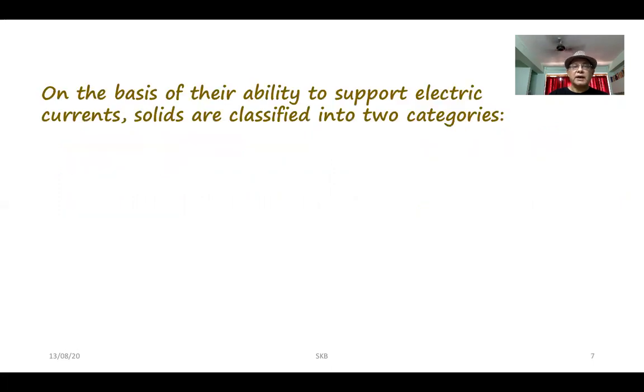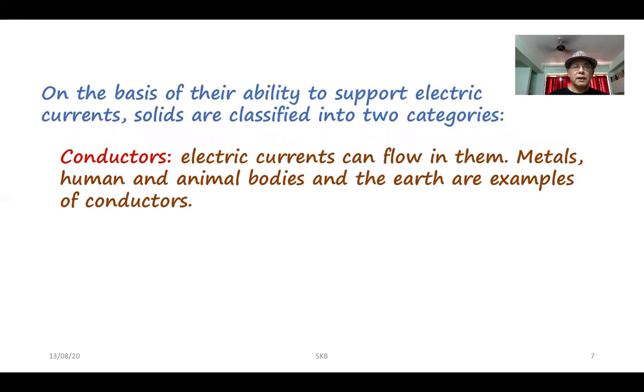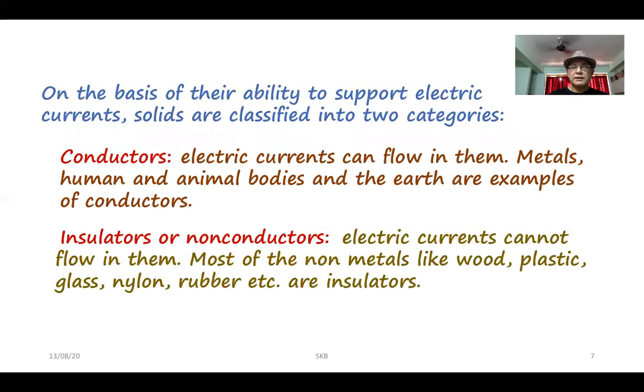On the basis of their ability to support electric currents, solids are classified into two categories. Conductors: electric currents can flow in them. Metals, human and animal bodies, and the earth are examples of conductors. Insulators or non-conductors: electric currents cannot flow in them. Most of the non-metals like wood, plastic, glass, nylon, rubber, etc. are insulators.